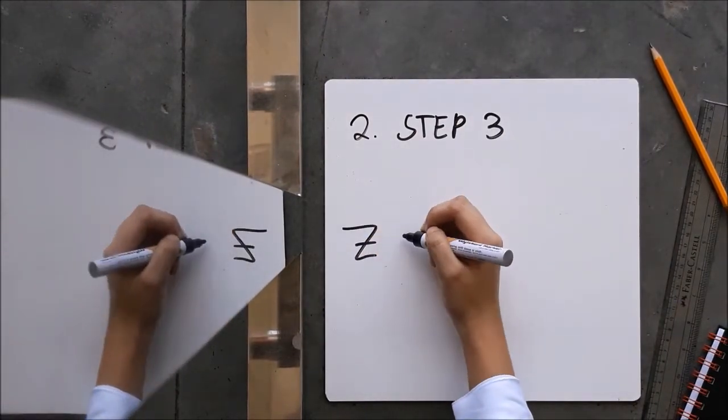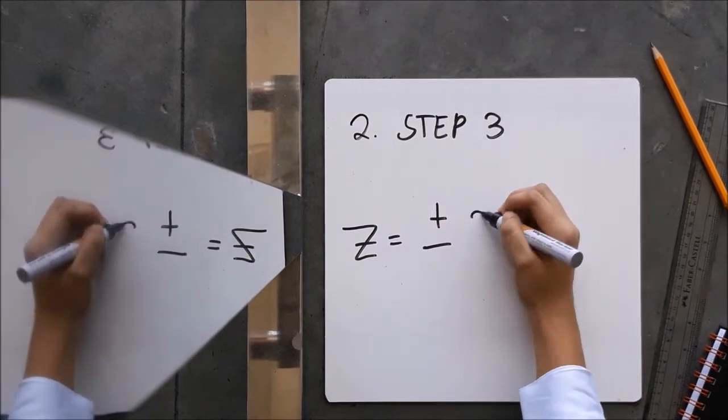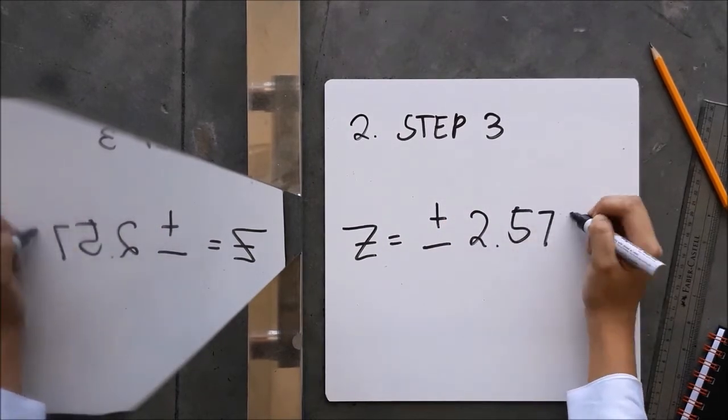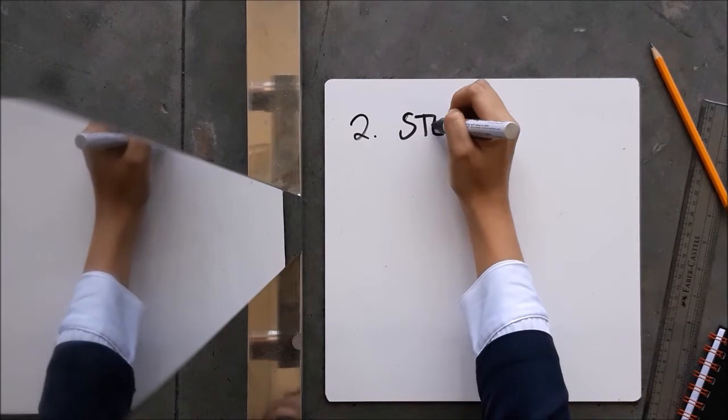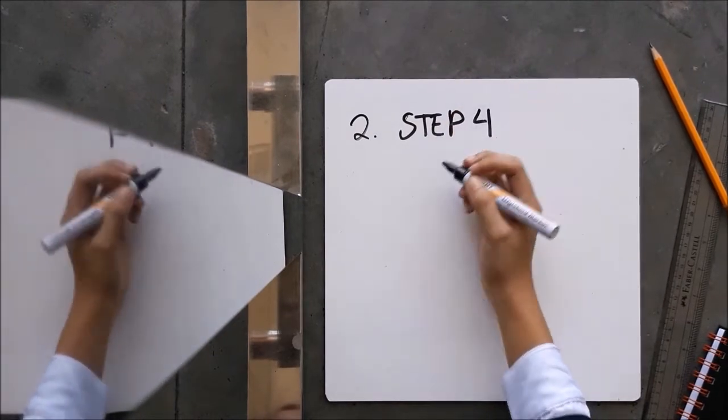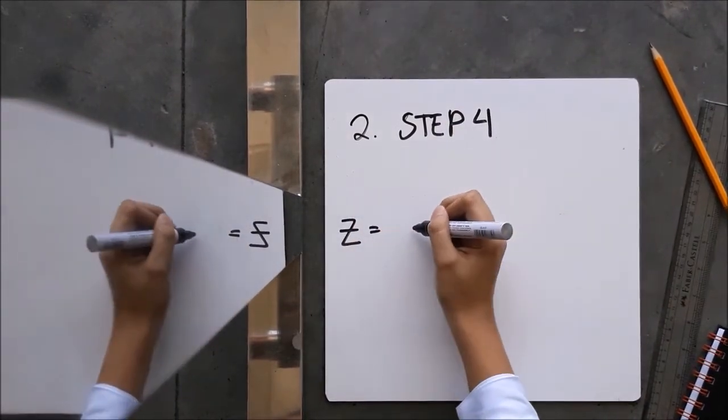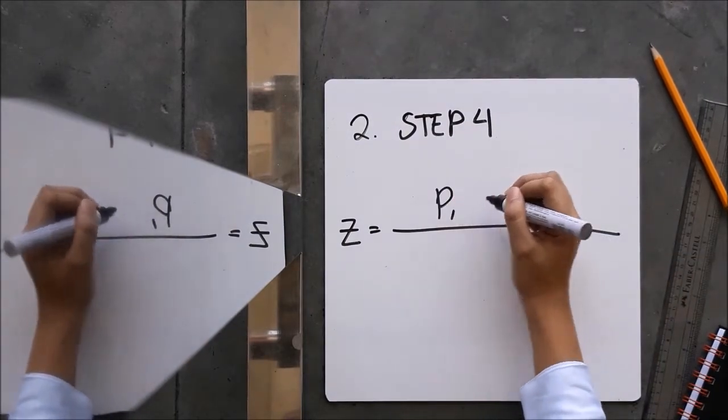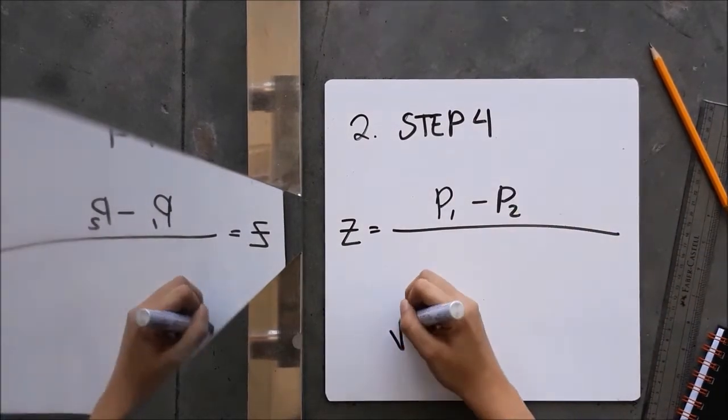Step 3, the critical z-values. Since it is a two-tailed test, we will have two z-values, a positive and a negative one. Now using your t-table, locate your alpha 0.01 in the two-tailed part and you'll get positive negative 2.576.